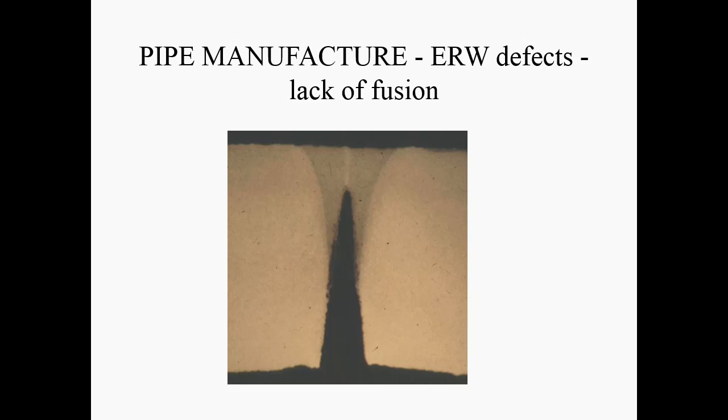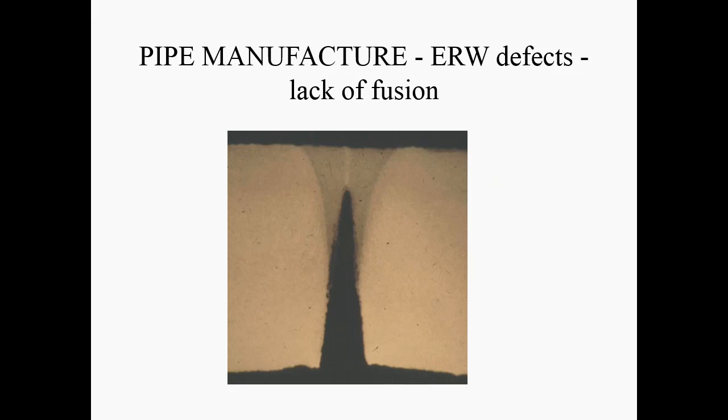And that's what you're trying to avoid. That's a lack of fusion defect. That's an obvious one. On the outside of the pipe, what looks like a good weld. On the inside of the pipe, you've got nothing. That particular one would fail the hydro test at about 20% of the maximum pressure that you'd expect. And you don't want that to happen.